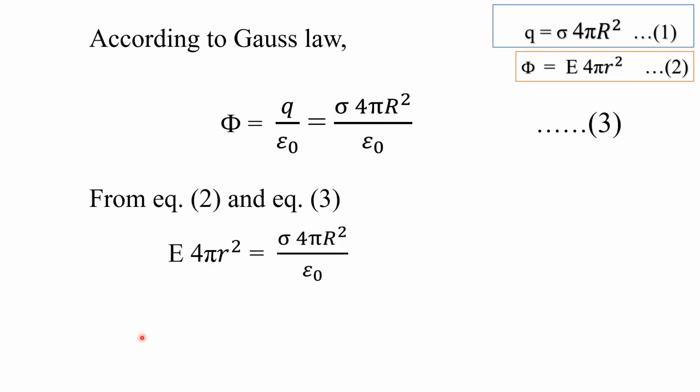Equating equations 2 and 3, we get E 4 pi r square is equal to sigma 4 pi capital R square upon epsilon 0.